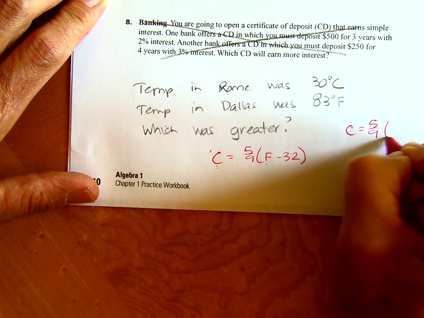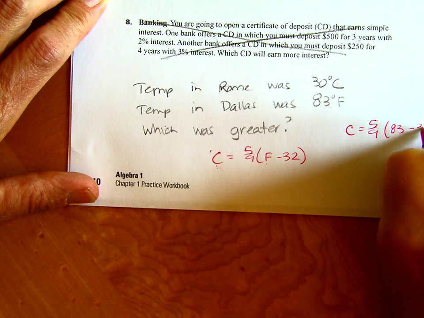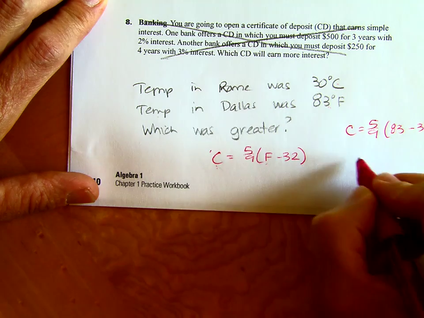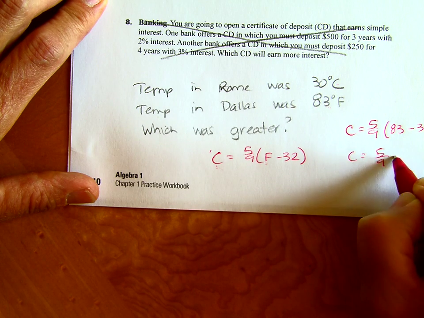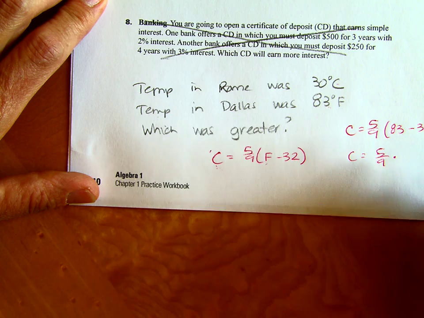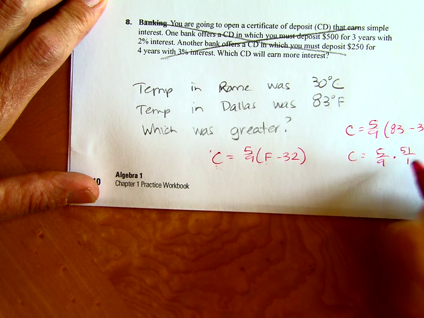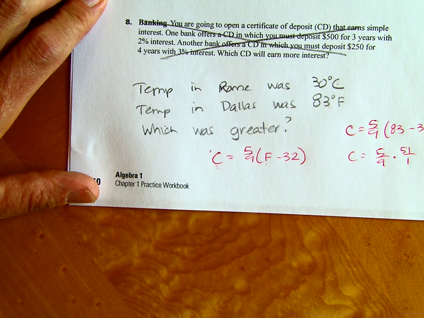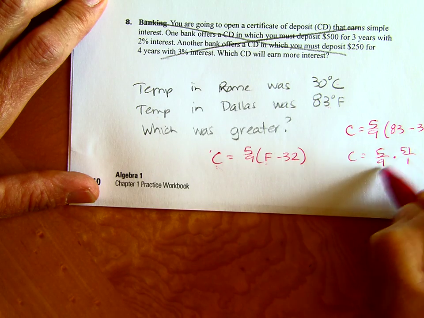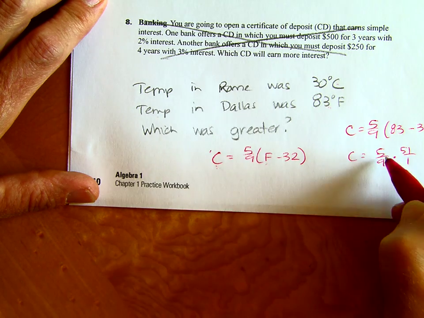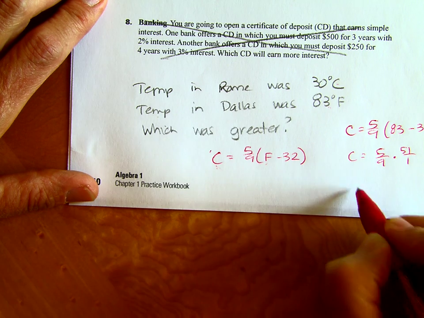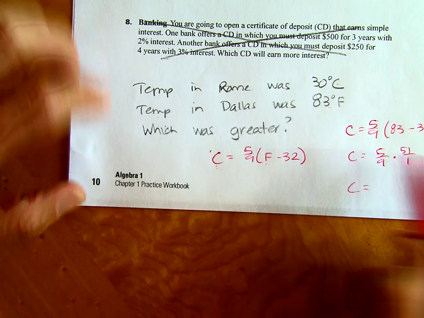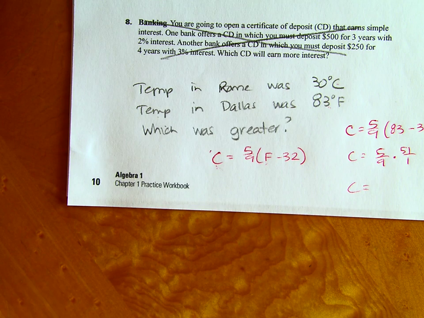So 5/9 times 83 minus 32, and 5/9 times, what's 83 minus 32? 51. And shoot, I don't know what that's going to be. 51 divided by 9 times 5. Anyway, you could do that on your calculator and get an answer. But basically just plug it into the formula and you can figure out.